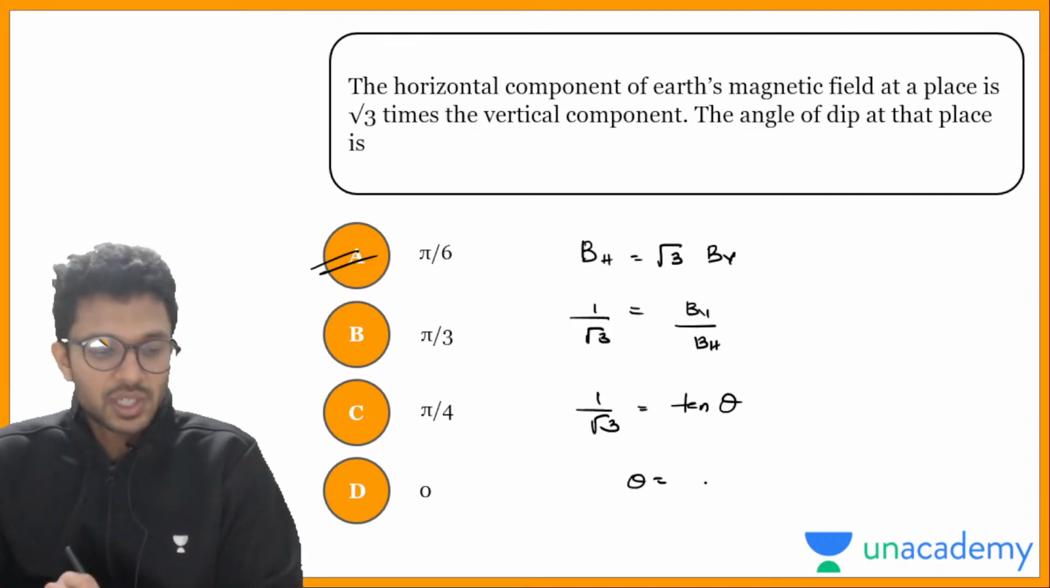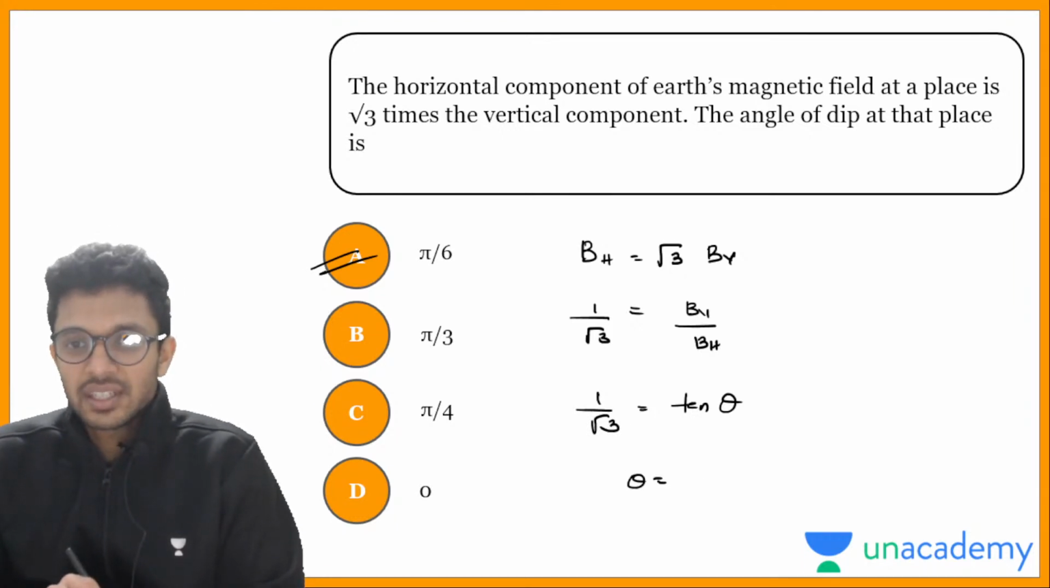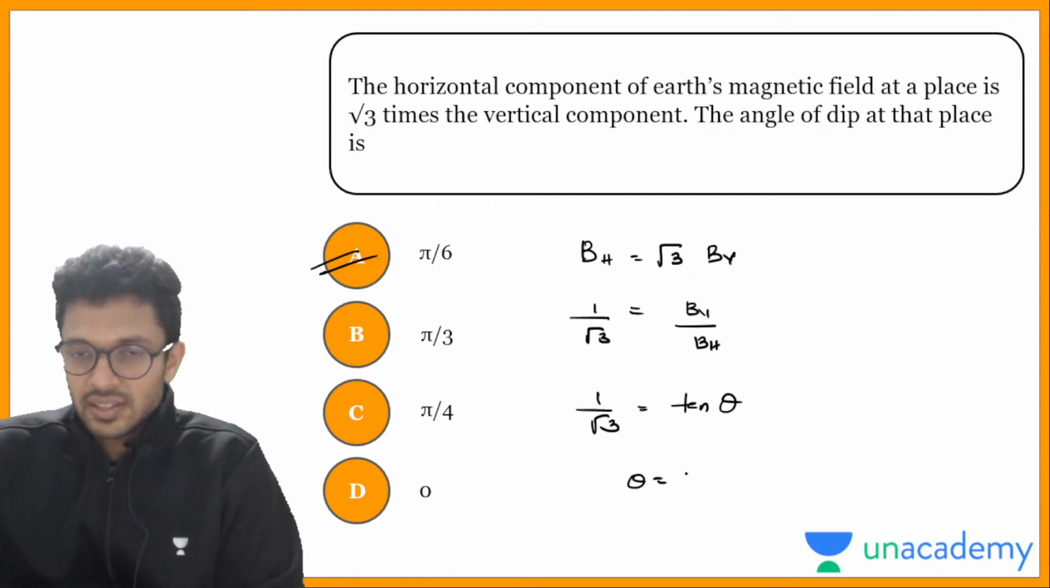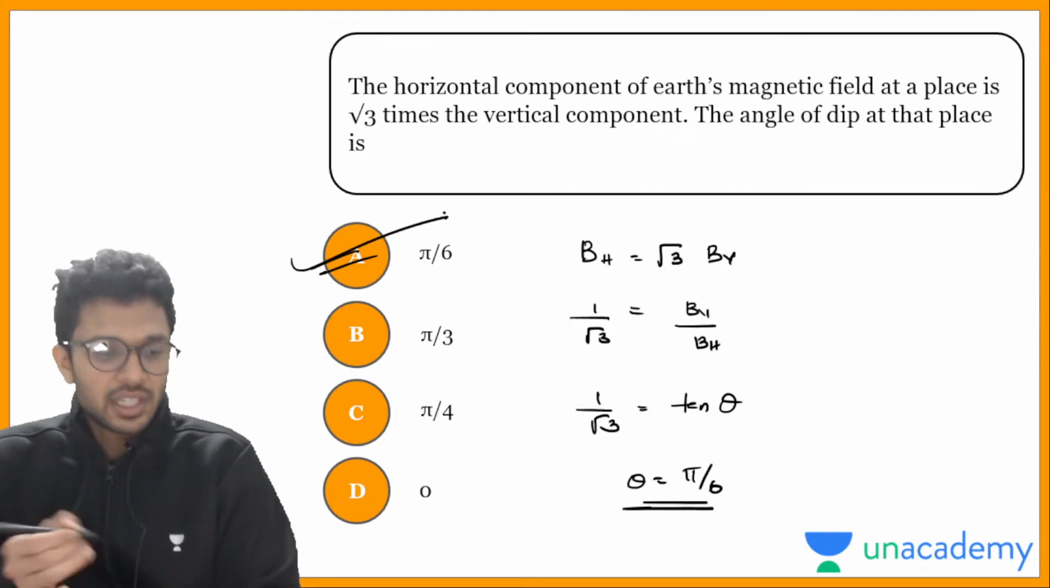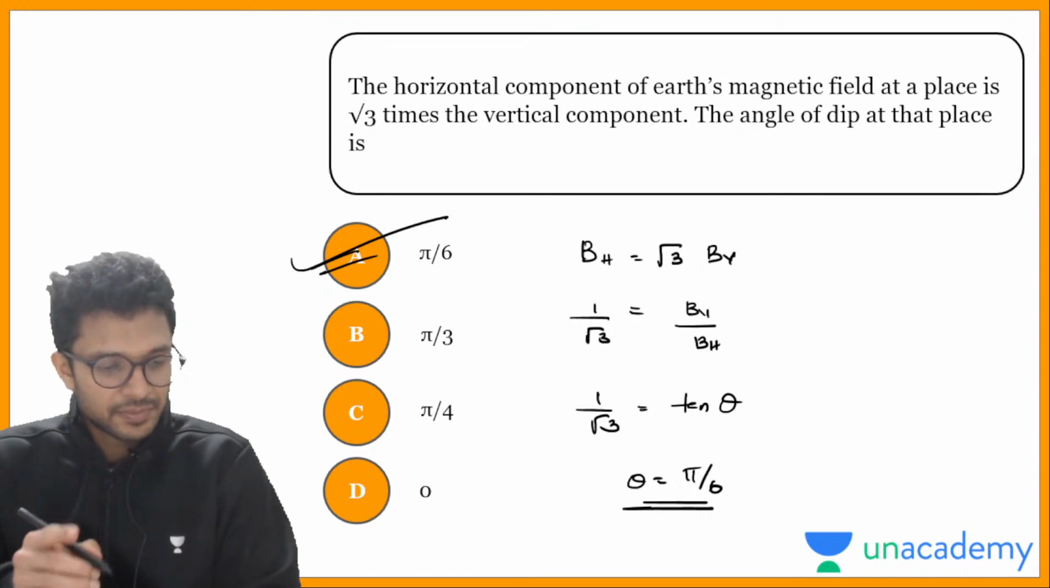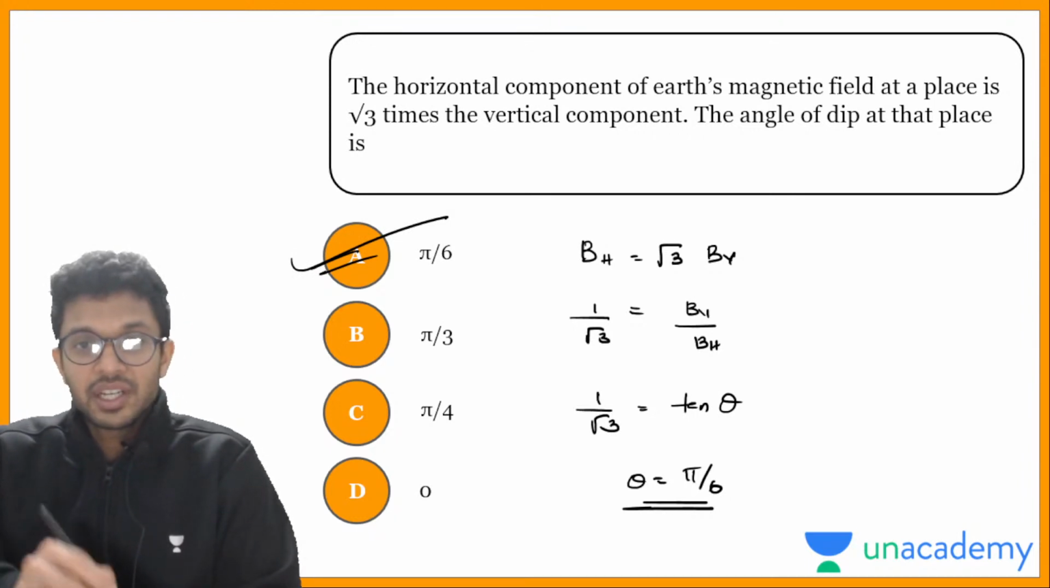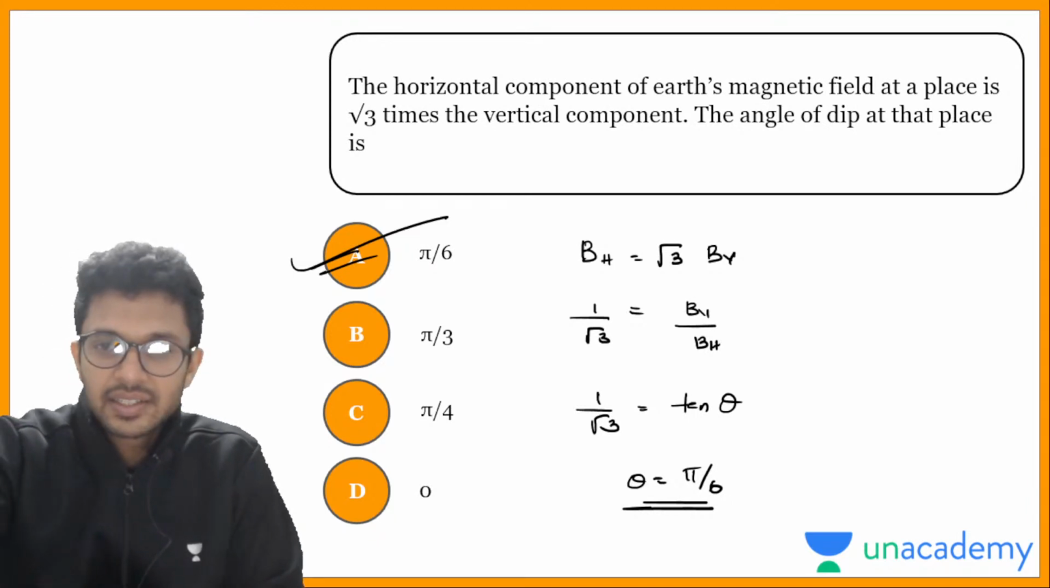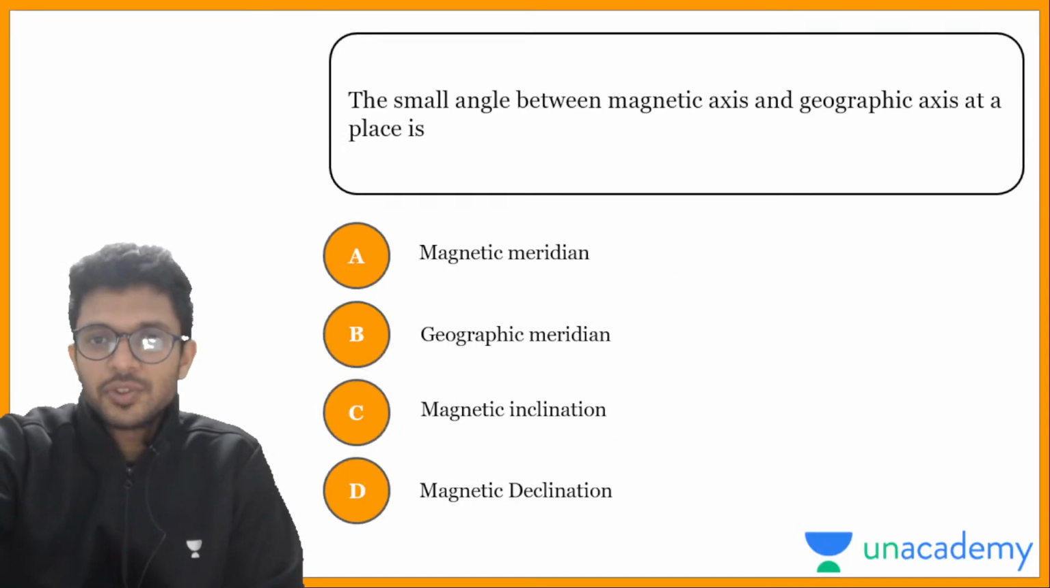So what will theta be? If tan theta is 1 by root 3, it's 30 degree or pi by 6, which is option A. Simple. Right? So quickly everybody mark it. Done. Okay. So we are just going to proceed further.